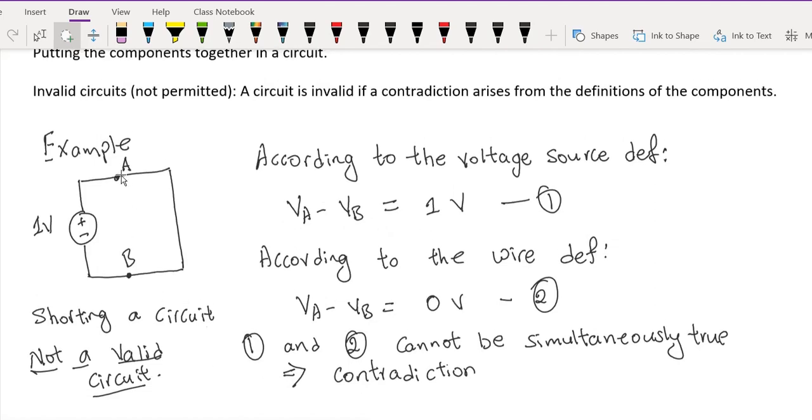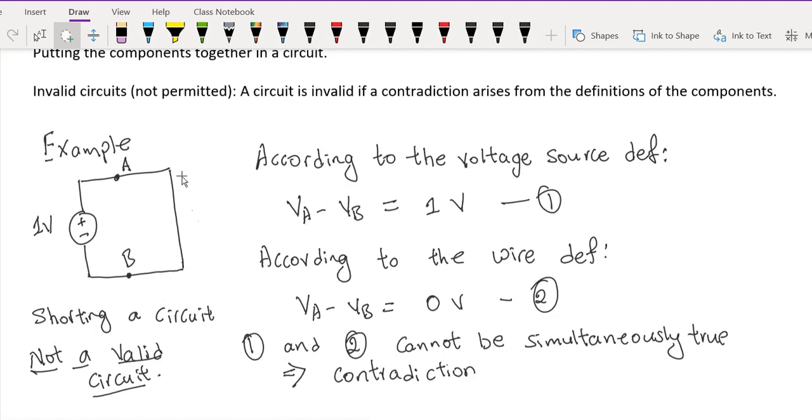But if you look at the definition of this wire here, because A and B are connected by a wire, VA minus VB should be equal to 0 volts. That means A and B must be at the same potential. Now, equation 1 and equation 2 cannot be simultaneously true. This is leading to a contradiction. So because we got a contradiction from the definitions of the components in the circuit, we will say that this circuit is not valid. That means this is not permitted.